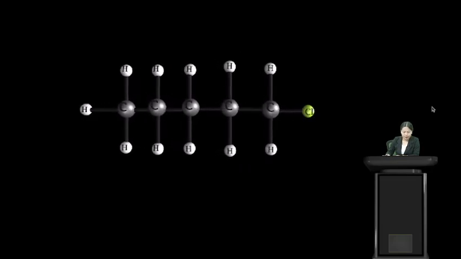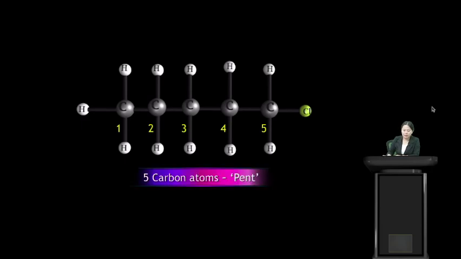We have another compound here. Let us see, how many carbon atoms do we have? We have 1, 2, 3, 4 and 5. So we have 5 carbon atoms. So what will be the prefix? The prefix will be pent. Yes, 5 carbon atoms. So the prefix will be pent, P-E-N-T.